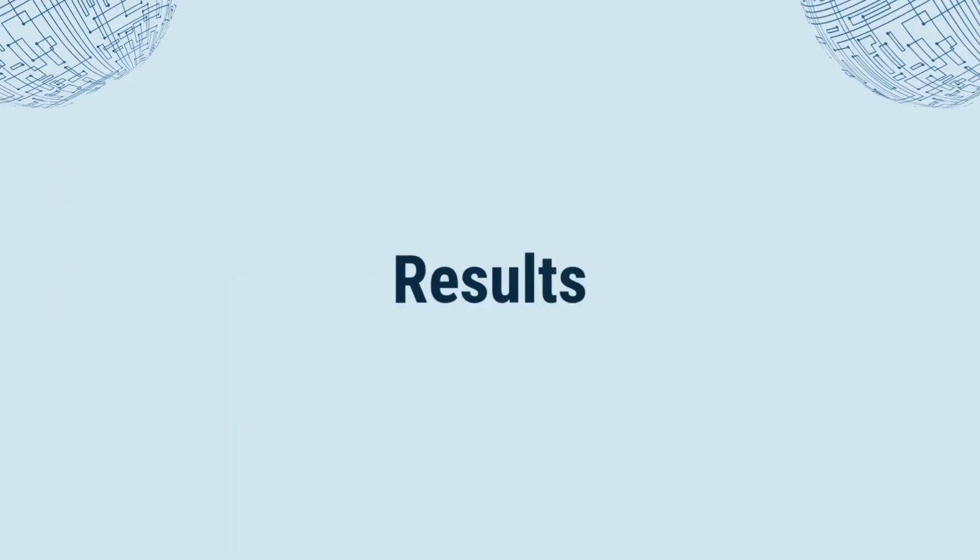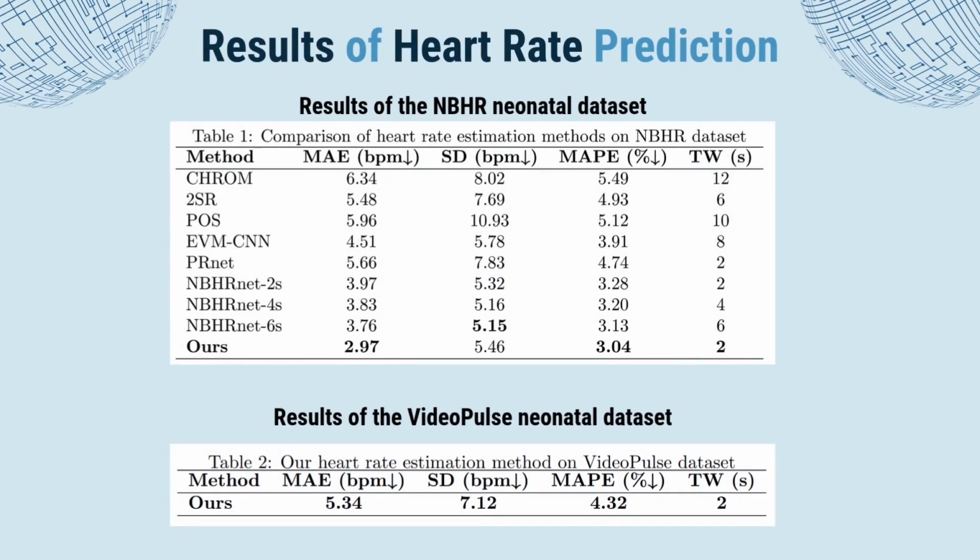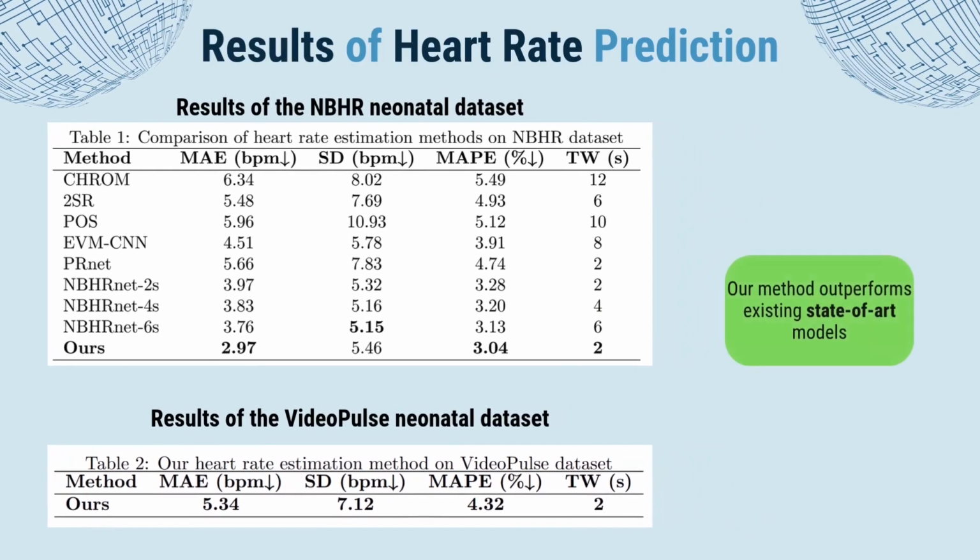Let's talk about the results. For heart rate prediction, we achieved a mean absolute error of just 2.97 beats per minute on the NBHR dataset. On our own VideoPulse dataset, we obtained an MAE of 5.34 beats per minute. Our method outperforms existing state-of-the-art methods on the NBHR dataset.